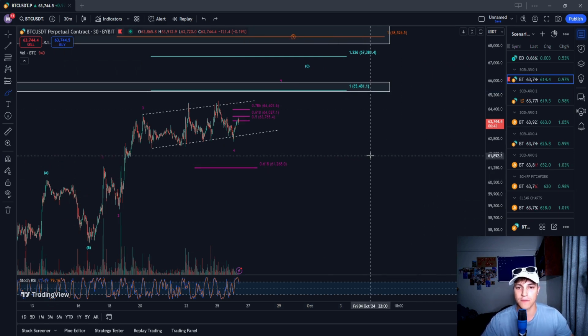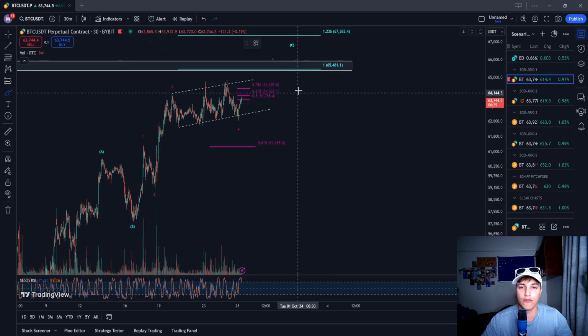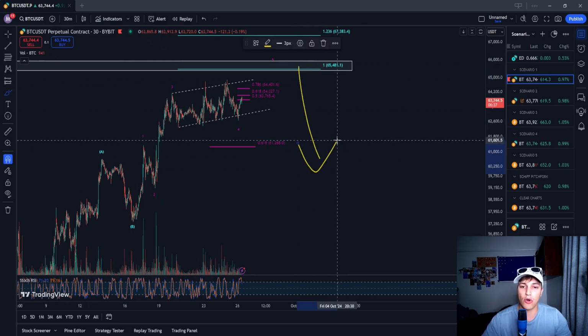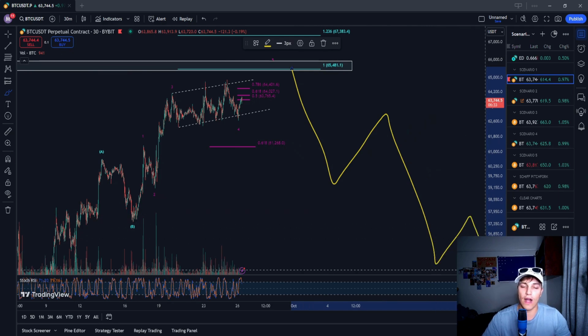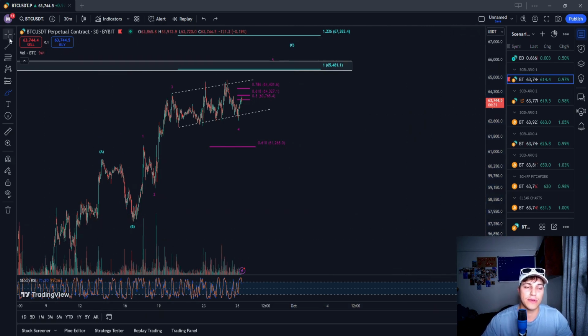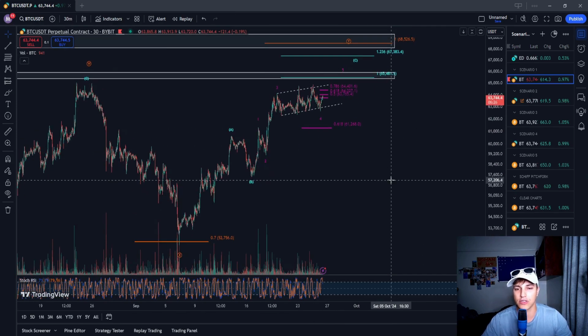And then we should see a wave 5 to the upside, hitting that 1-to-1 at $65,481. That is the target for this range, and then we should see that move down start impulsively with first a wave 1, 2, 3, 4, and then a 5. That would be how this scenario does indeed play out.